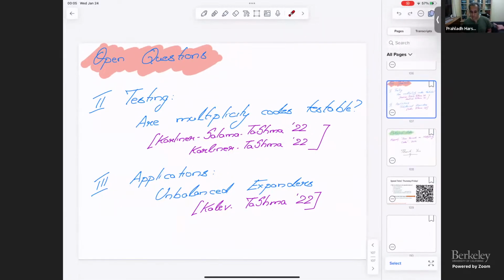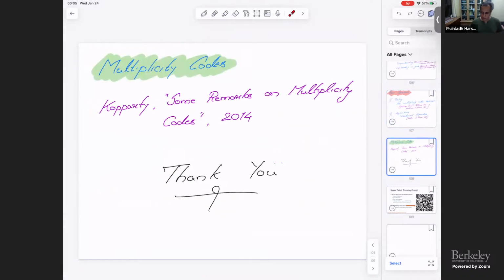I don't know. I'll conclude with this. Thanks. We should remark that most of my talk was based on this survey article by Swastik from 2014, except for the results that came subsequently to it. It's a very nice article by Swastik, some remarks on multiplicity codes. I'll stop with this.